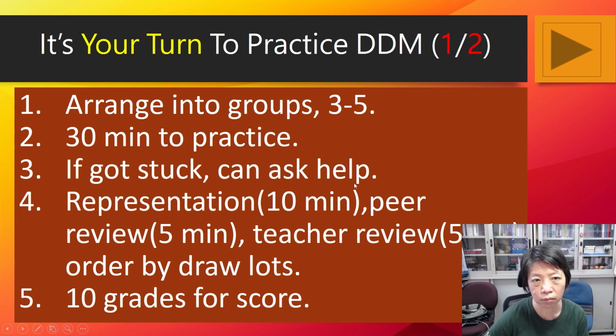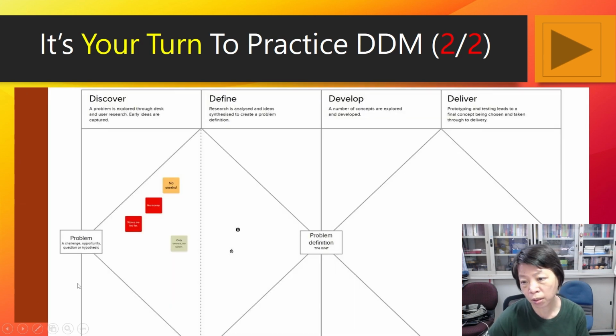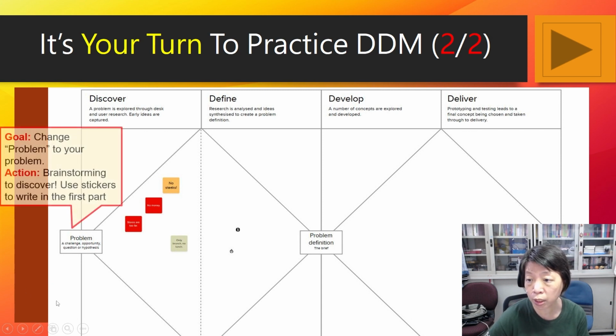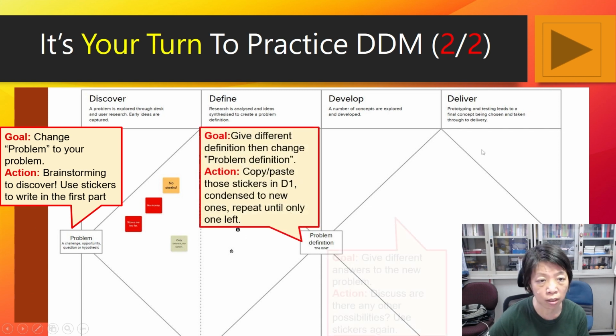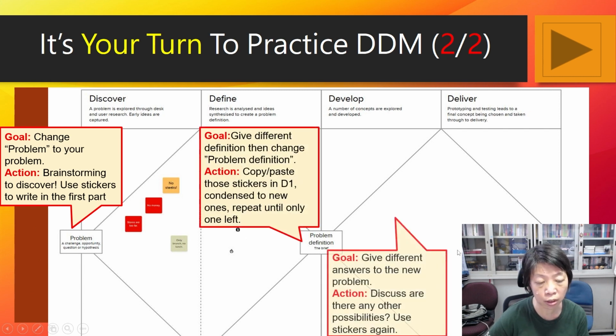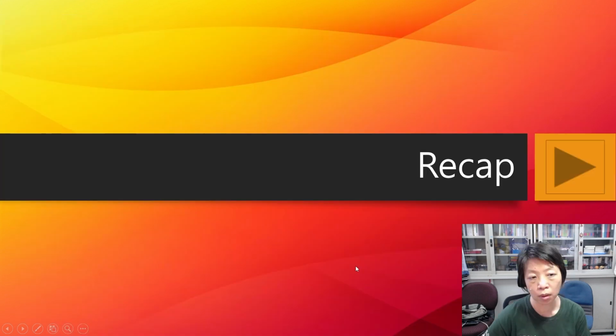And then about the double diamond model, there are some guidelines I will show you here. When you do the practice, if you get stuck, you might check here. I list every phase, goal, and action here. Okay. Then we'll go to the recap section.